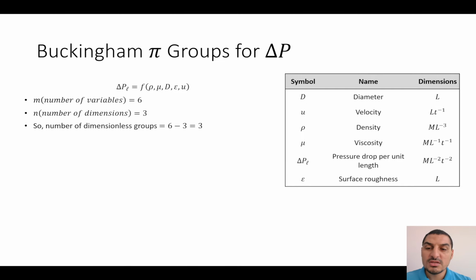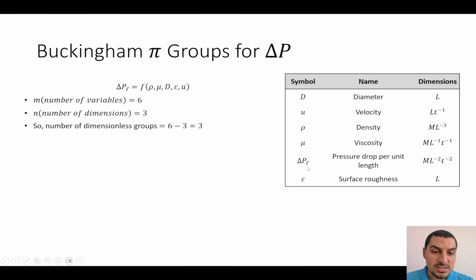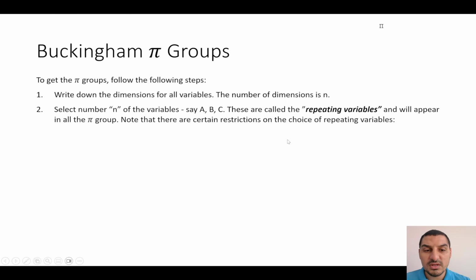Okay. So now the question is, how can we determine these dimensions? The first thing is to select n of the variables. So we have n equals 3. From these 6 variables, we will pick 3, n variables, to be what we call repeating variables. We call them repeating variables because they will appear in all the pi groups originally, in the first shape. The first step in setting the dimensionless groups is to have these repeating variables.